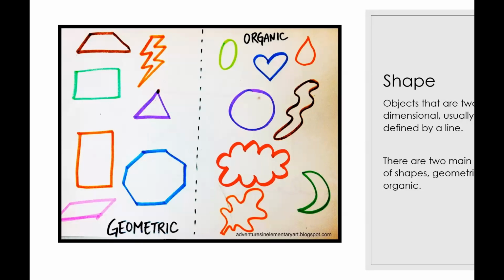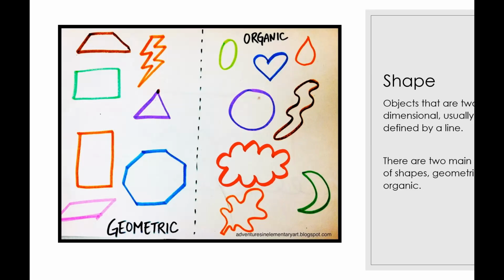When you make a dot, if you just make a dot, that's just a dot. But when you make that dot become a line, and if you connect it back to itself in a circle, you've made a circle. And then if you make a straight line and a straight line and a straight line and they're all equal, you've made a square. There are two types of shapes. There's geometric, which you can see on the left side of the screen, and there's organic, which you can see on the right.